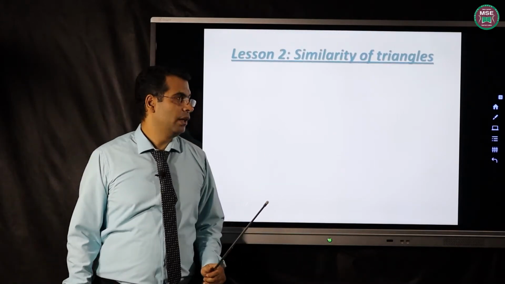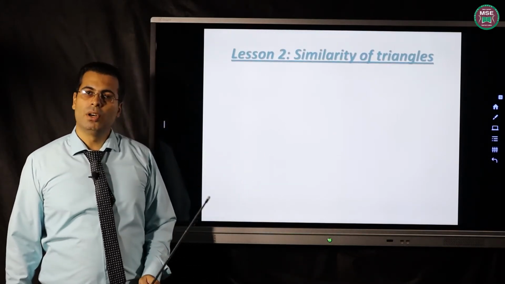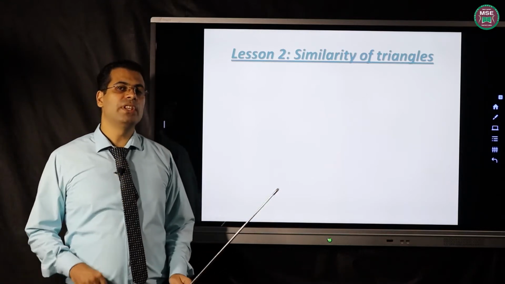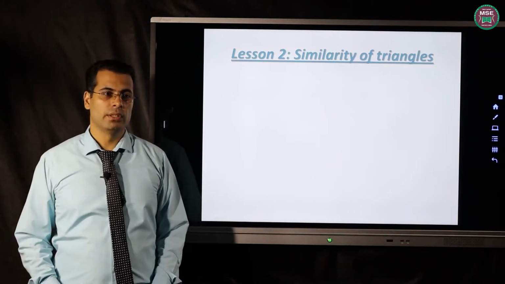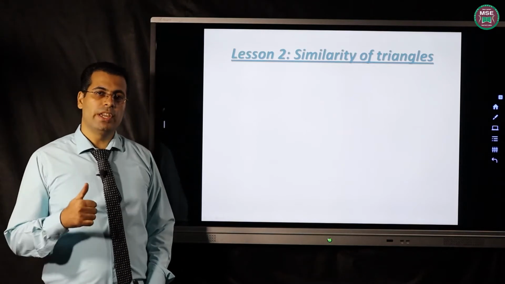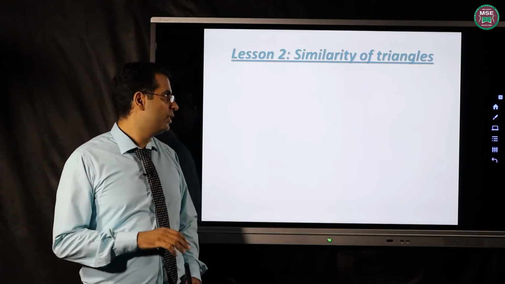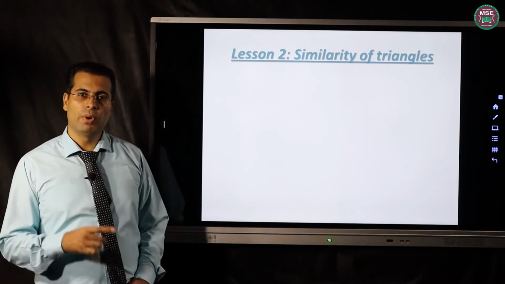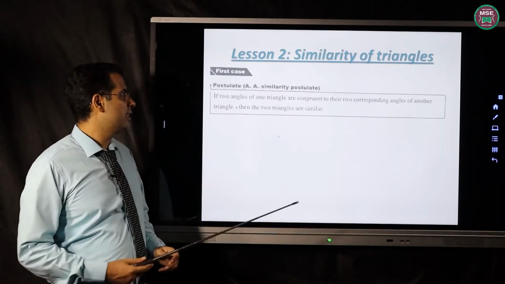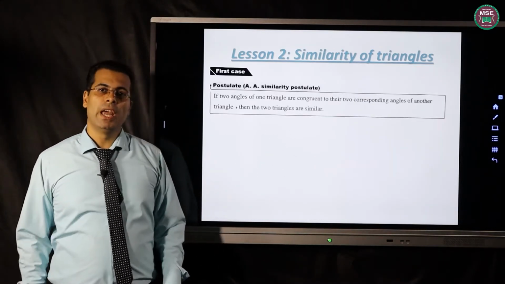Now we have the second lesson, which is similarity of triangles. We have three cases. The first case is AA, and each one of these cases is enough. Only one case. What's the meaning of AA?